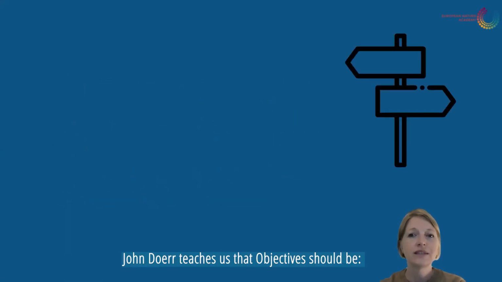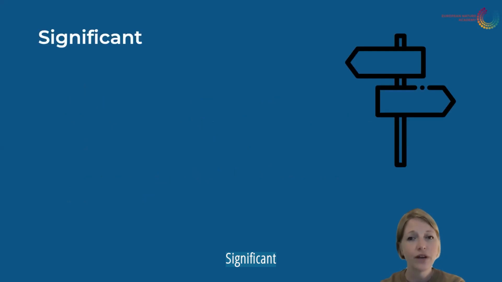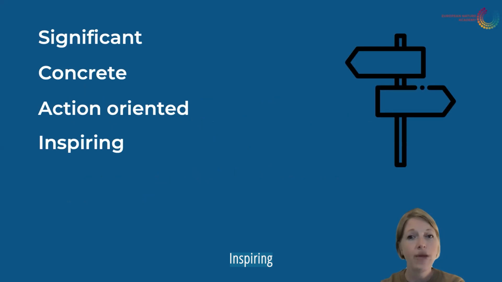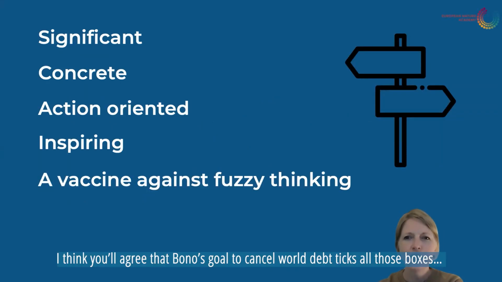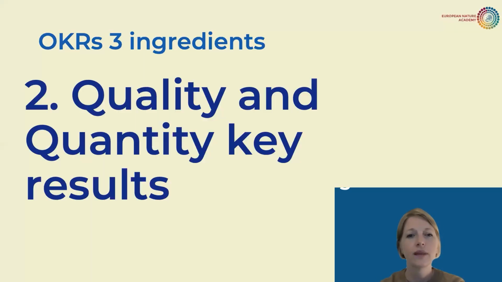John Doerr teaches us that our objectives should be significant, concrete, action-oriented, inspiring, and a kind of vaccine against fuzzy thinking. I think you'll agree that Bono's goal to cancel world debt ticks all those boxes.